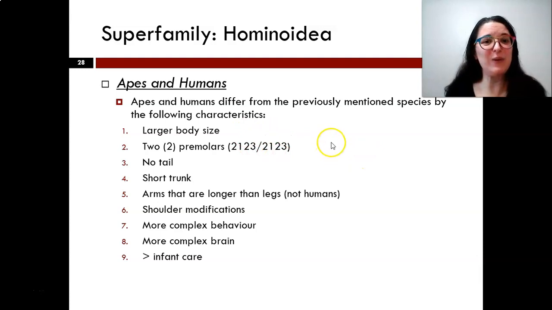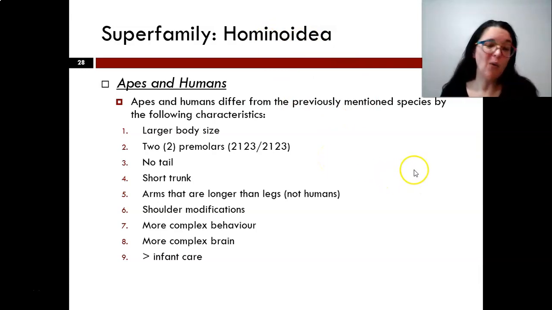Okay, the last group we need to look at is the superfamily Hominoidea, so hominoids. This includes the great apes and us, humans. What sets us apart from everyone else? Really large body size. This is where we see that reduction in the dental formula. So we have, again, the more derived form of only having 2 premolars versus 3.